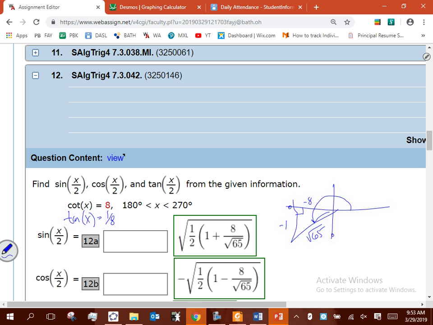Now remember, this is 270. This is 180, right? So my full angle theta or x exists between those two demarcation lines. If I take half of 180 and half of 270, half of 180 is 90, half of 270 is again 135. So my x over 2 is going to rest somewhere in between that red ray. My angle of x over 2 is going to be somewhere between 90 and 135 degrees.